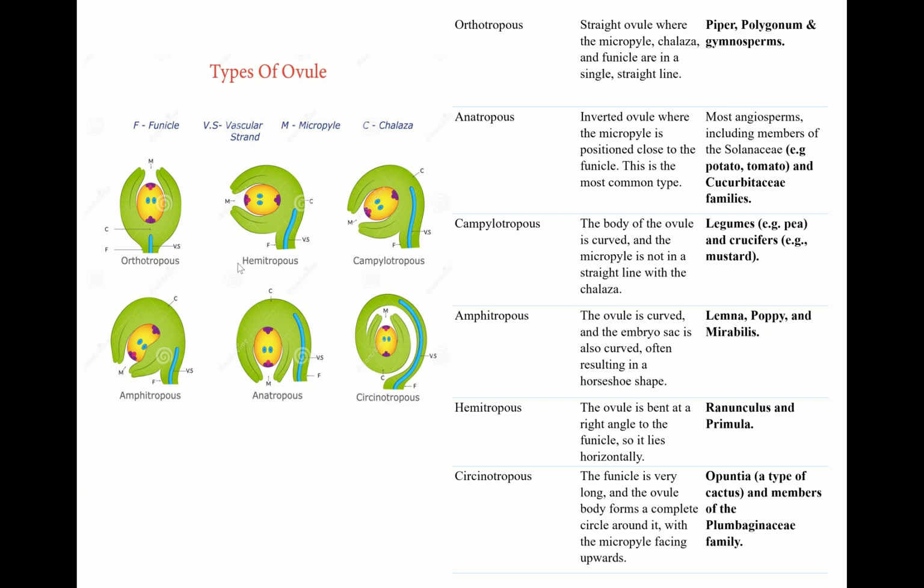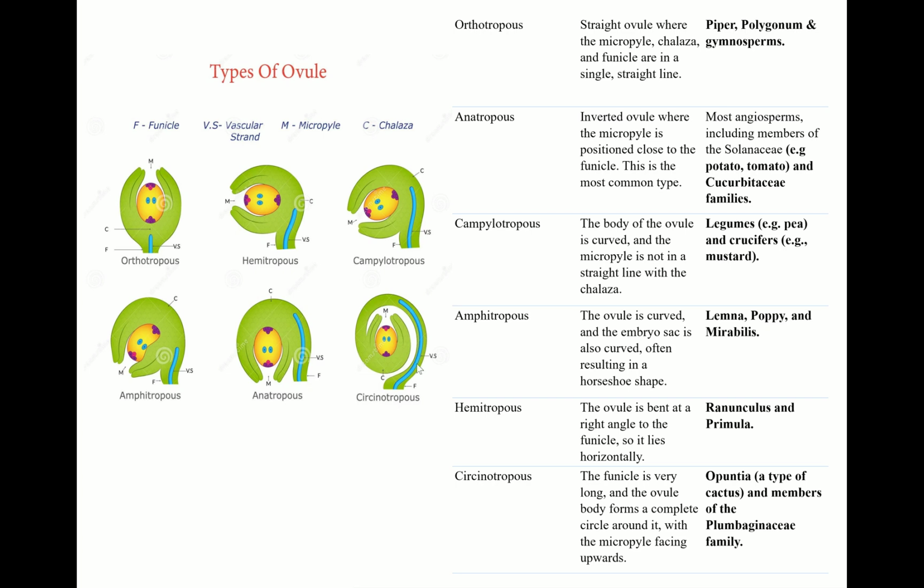What is a hemitropous ovule? In this case, the ovule is bent at a right angle to the funiculus. Right angle means 90 degrees. So the micropyle is at 90 degrees to the funiculus, and it lies horizontally. You can see the micropyle and chalaza lie horizontally, but the micropyle is at a right angle to the funiculus. That is called the hemitropous ovule. Examples include Ranunculus and Primula.